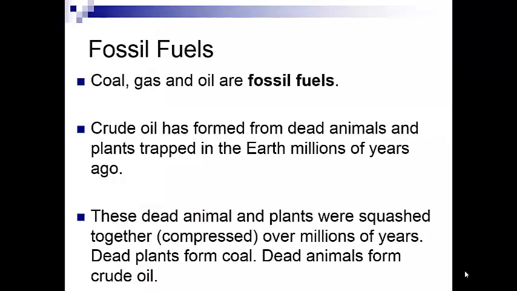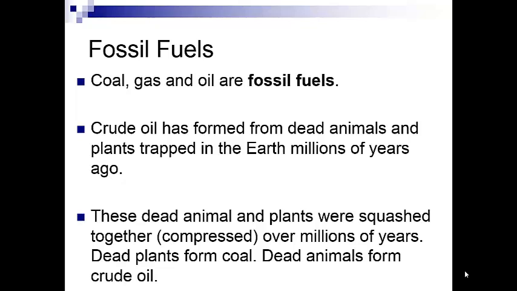Okay, we're going to talk about crude oil and fractional distillation. Now, from crude oil, we are able to get our fossil fuels. In an exam, they might ask you to list three fossil fuels. So you would say coal, gas, and oil.